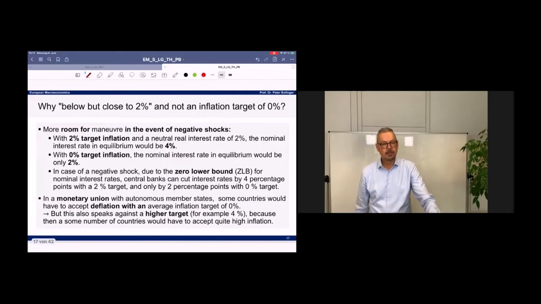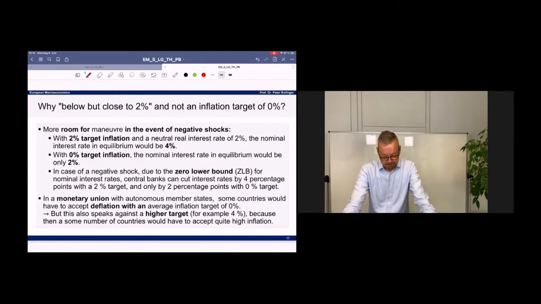And of course, the target of below but close to 2% raises the question, why not 0%? Because if you take price stability literally, it means that the price index remains constant over time. A constant price index means zero inflation. And so why did the ECB decide to have 2% instead of 0%? And you will see soon that this is the way almost all other central banks decided to define their targets for price stability. And I think the answer is relatively simple.